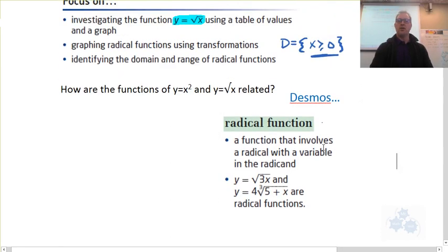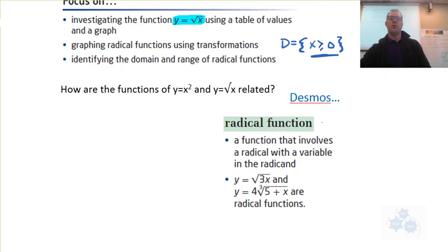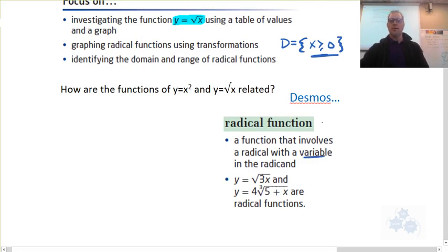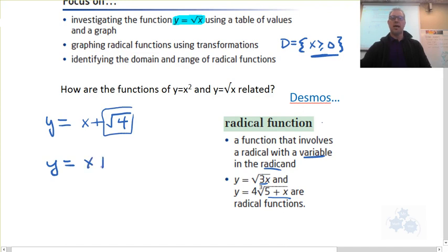So a radical function is a function, as I mentioned, that involves a radical with a variable in the radicand. So this is really important. There has to be a variable in the radicand, or a variable underneath the root sign, in order for this to be a radical equation. If you consider something like this, y equals x plus the square root of 4, that's not a radical equation. That's not a radical function because the x isn't under there. Okay? This is just a number. That's exactly the same as y equals x plus 2.